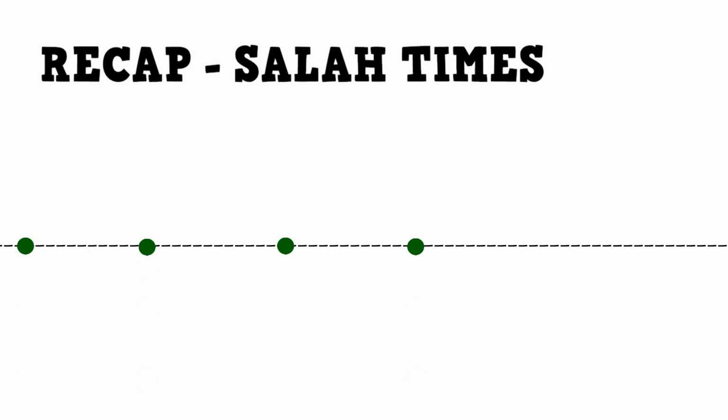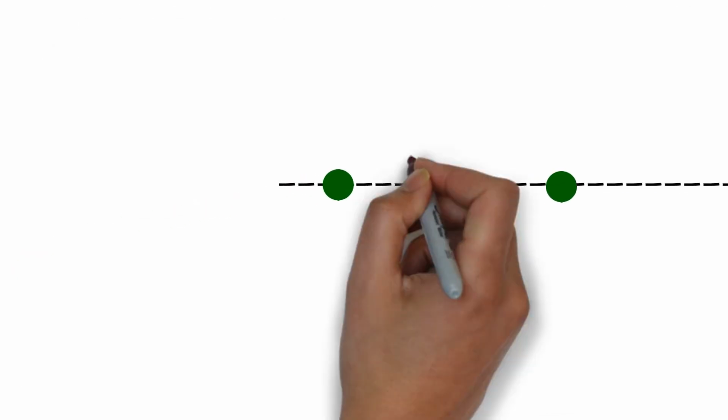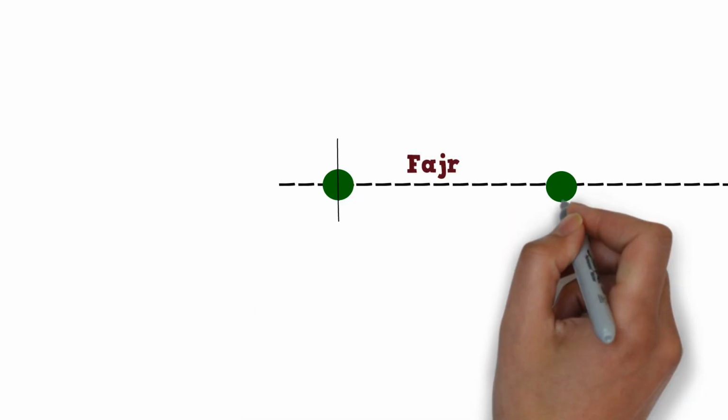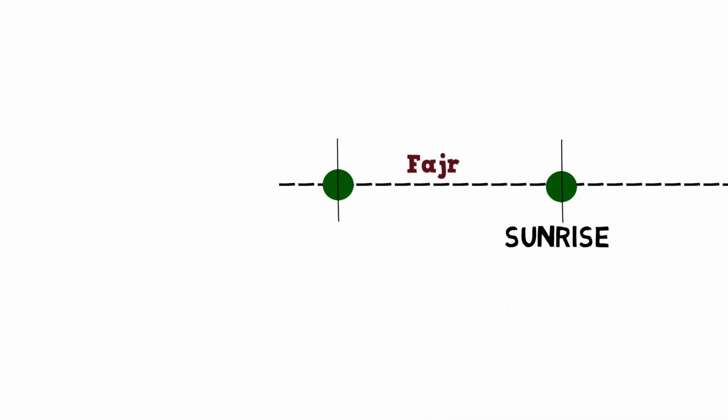This was covered a while back in Salah Book 2. The first Salah is Fajr, which is the early morning prayer. Now Fajr starts from true dawn, which is known as Subh Sadiq, until the sun begins to rise.